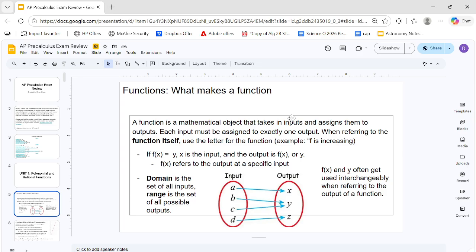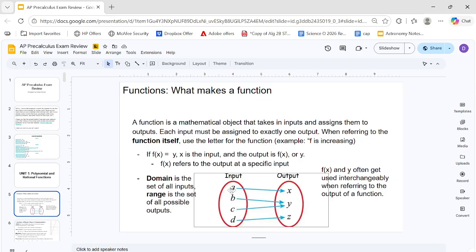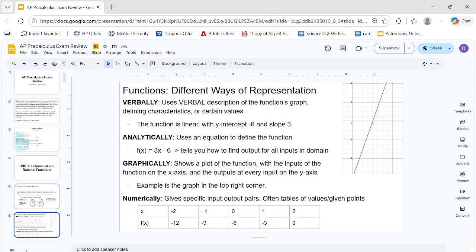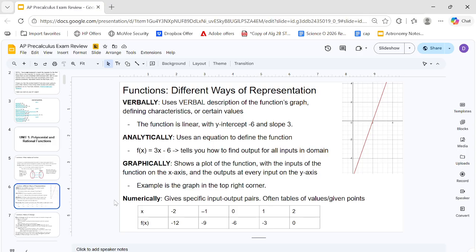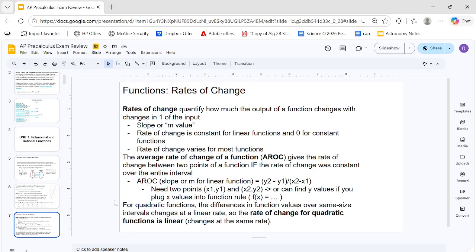Functions take in inputs and assign them to outputs. Domain is the set of all inputs, range is the set of all outputs. And the important thing to know, each input gets mapped to exactly one output. So you can't have one input mapping to multiple outputs. There are different ways to represent functions. I'm not going to go over them all, but it's good to know them. You don't have to know the definitions, but it's good to know how to use them.